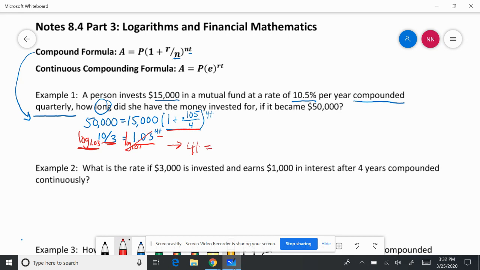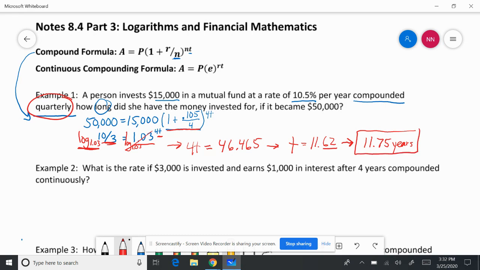So what I get is 46.465. Then I'm going to divide each side by 4. And that gives me t is equal to 11.62. Now, because it's compounded quarterly, this is not a quarter. So what we need to do is we always need to round it up in order to get that amount. So if we're rounding up quarterly, the next quarter would be 11.75. And that right there would be our answer.